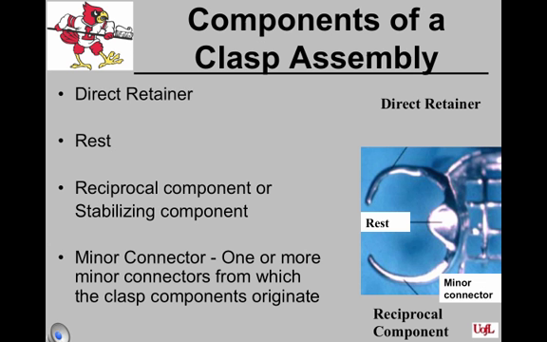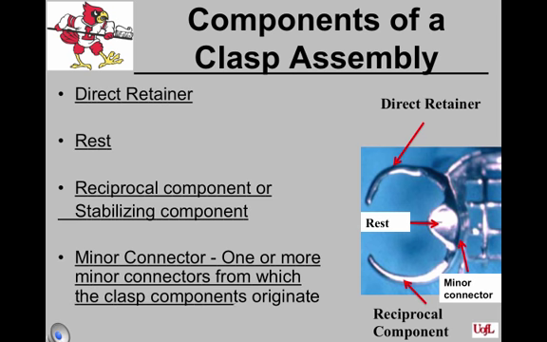Pictured here is a clasp assembly. It must be made up of four component parts of the partial to be effective. It's responsible for the retention that exists on the partial denture. It has a direct retainer. It is impossible to tell which of those two clasp arms on the clasp assembly is the direct retainer, but the direct retainer is the one that engages the undercut below the height of contour on the tooth. It also contains a rest, a reciprocal component, which is the arm on the opposite side of the tooth from the direct retainer, and a minor connector, which is the distal guide plate on this illustration.